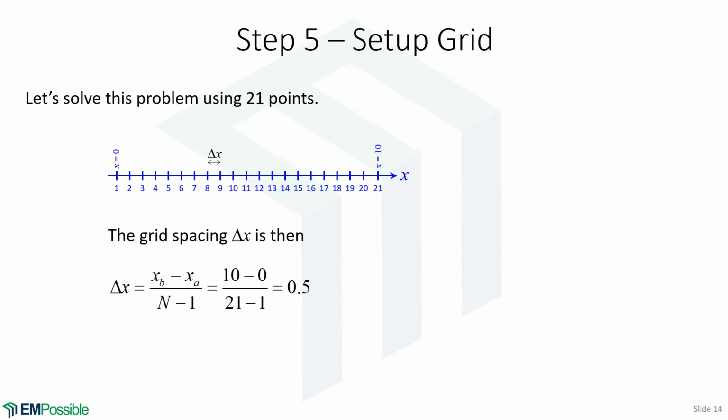So for us, let's set up a grid and solve this on a grid with 21 points, which means we'll have 20 spaces. So if we want to calculate the grid spacing, we take the last point minus the first point. That's the total span of space that we're solving this over. So x_b minus x_a, and we divide it by n minus 1. So we have n points, but n minus 1 spaces within there. So 21 points or 20 spaces gives us a delta x of 0.5.